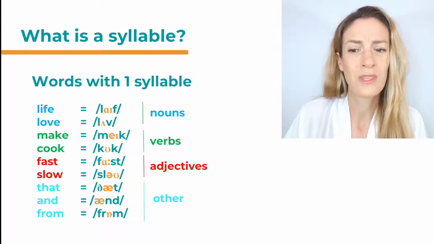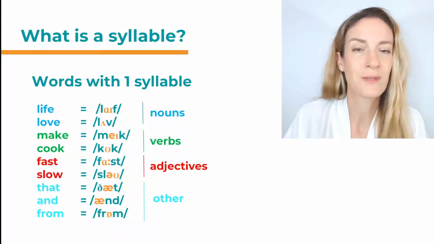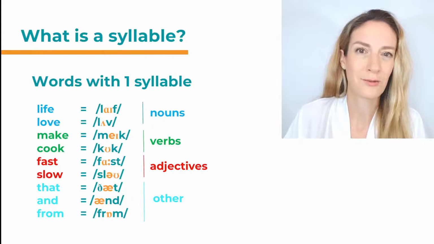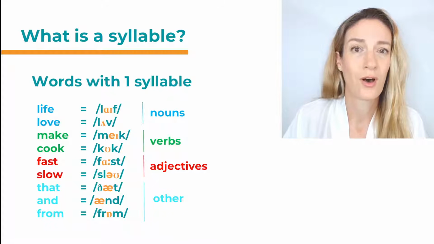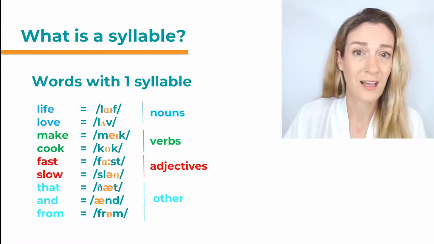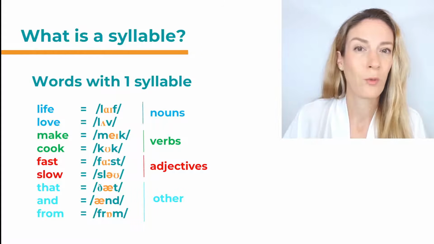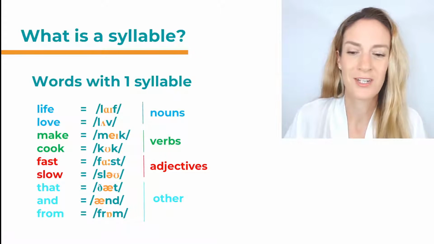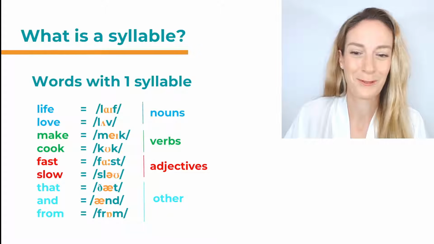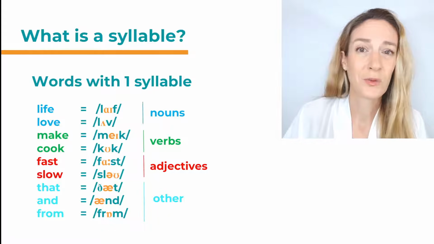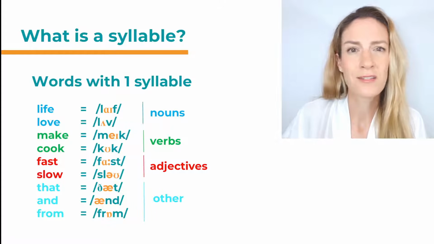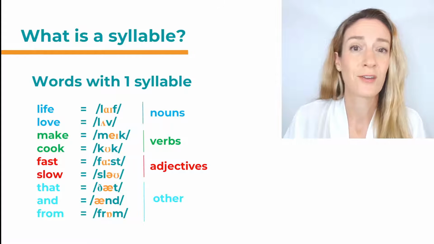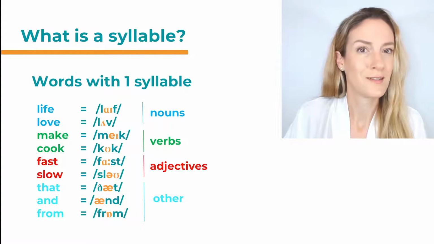So don't think, oh, but there are two vowel symbols. Yes, but they form a diphthong, so they only count as one. And then we have that, a, and another a, and from, o. Now I've written the last three down in their full form, not their weak form. Usually you hear them in their weak form. I just wrote them down in their full form for this example. And those are linking words, and from is also an adverb, and that is a determiner. So you can see there are lots of different words in the English language that consist only of one syllable.